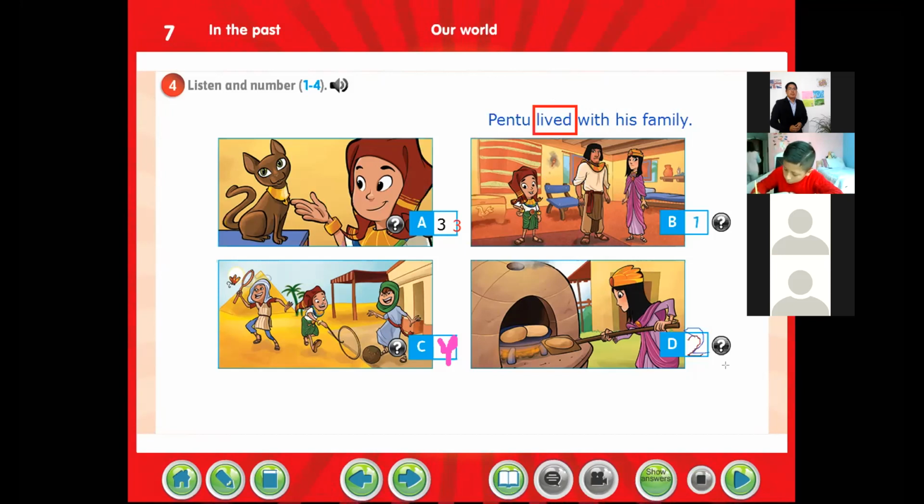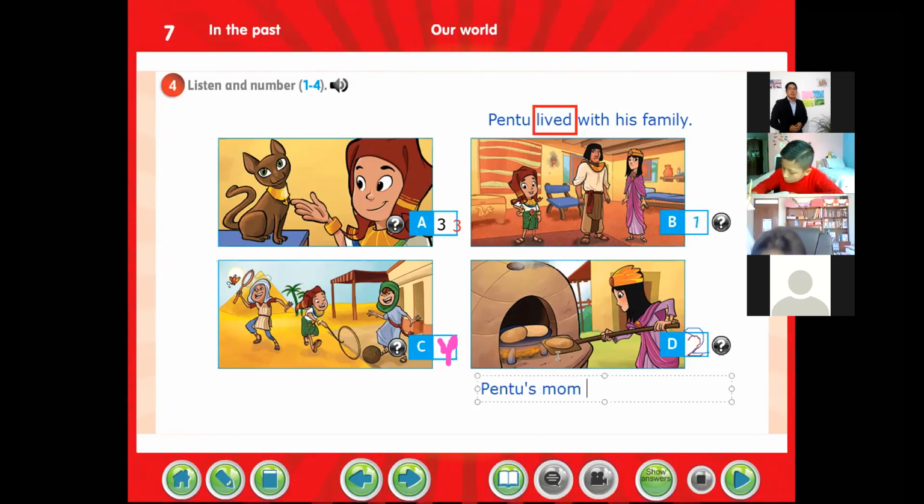Who can tell me the sentence for number two? Pentu's mom cook a delicious bread. Okay, but in past tense, Maria Paz, what is the past of cook? Or we can use the vocabulary we made. We use this word, made. Made a delicious bread. Thank you, Maria Paz. Your example is excellent. Made. Hizo. It's the past.